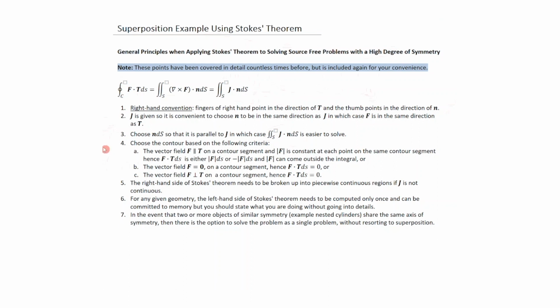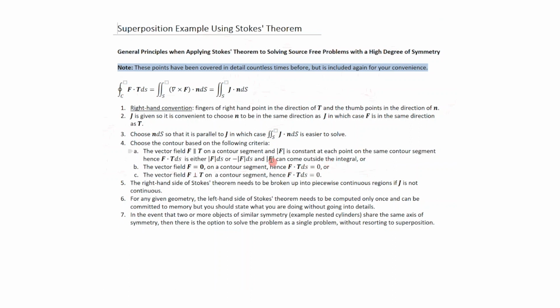Fourth, choose the contour based on the following criteria. The vector field F is parallel to the tangent vector on the contour segment, and the magnitude of F is constant at each point on the same contour segment. Hence, F dot t dS is either the magnitude of F dS or minus the magnitude of F dS, and the magnitude of F can come outside the integral.